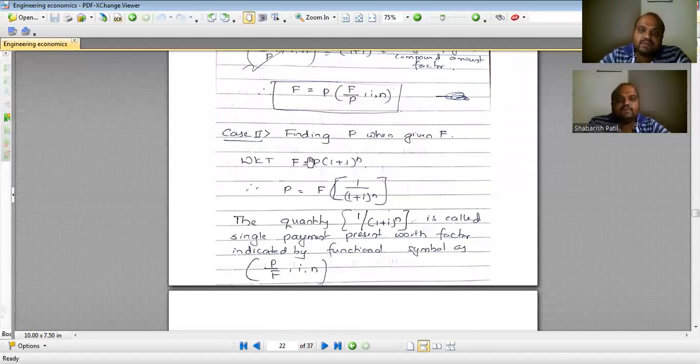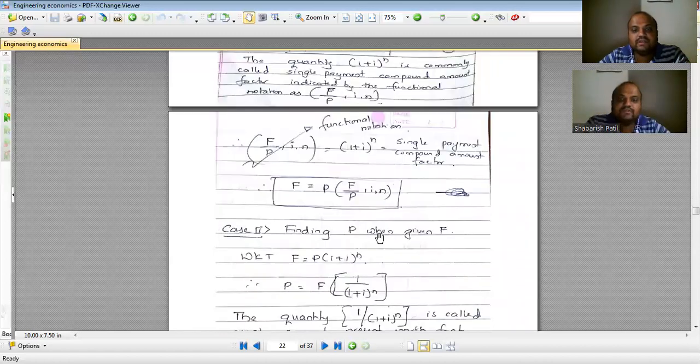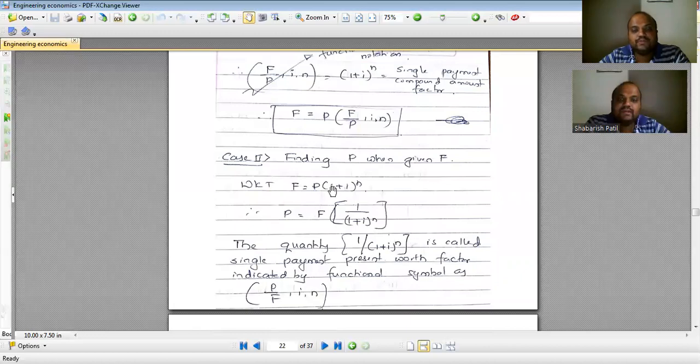We already know this formula: F is equal to P into 1 plus I raised to n. Then what will happen to P? P is equal to F divided by 1 plus I raised to n. Okay, and the quantity 1 divided by 1 plus I raised to n is called the single payment present worth factor, indicated by the functional symbol P by F, comma I, comma n. Okay, so if you remember equation 1, you can also get this equation 2.